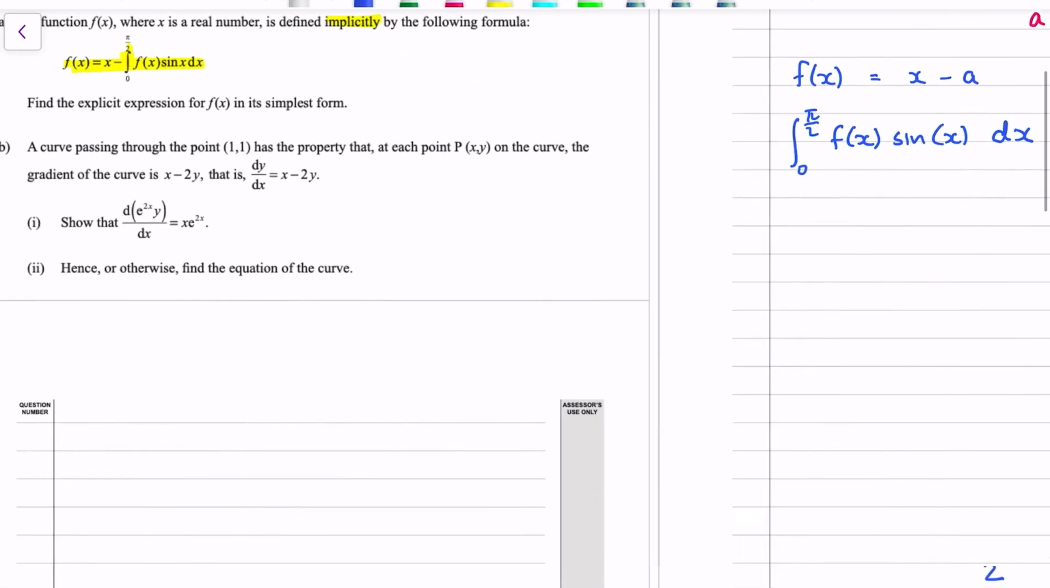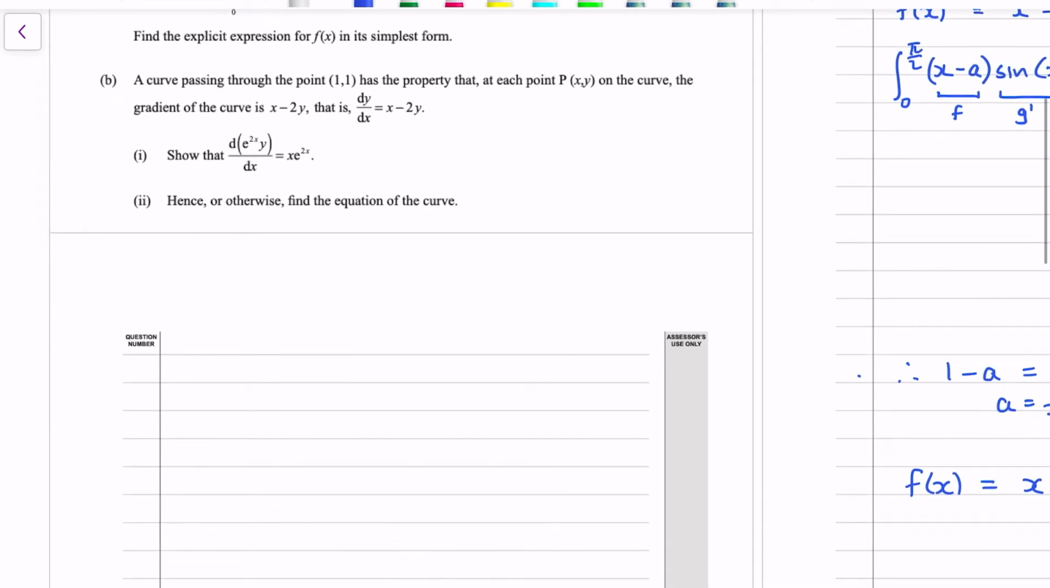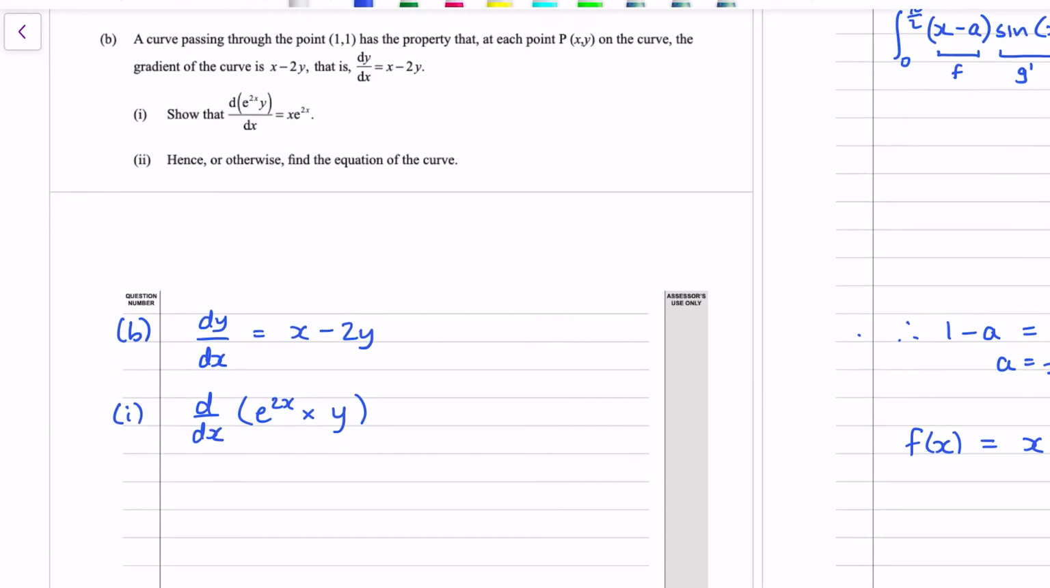Okay, part B. A curve passing through the point 1, 1 has a property that at every point on the curve, the gradient of the curve is x minus 2y. In other words, the gradient function is equal to x minus 2y. Show that the derivative, d dx means differentiate with respect to x, of e to the 2x times y equals x e to the 2x for this curve.